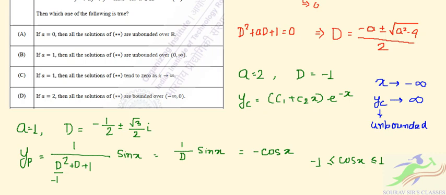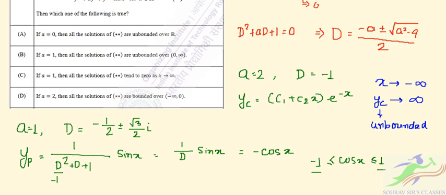Now check the options with this. If a equal to 1, then the solution of this differential equation tends to 0 as x tends to infinity. As x tends to infinity, the value of cos x is not tending to 0, because the maximum value is 1 and the minimum value is minus 1. So you cannot determine that the cos x value will tend to 0. It will stay within this range. So option C is false.